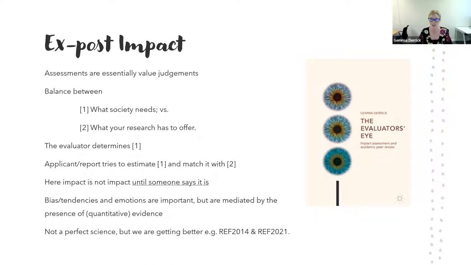Specifically, ex post impact requires you to balance an idea about what society needs with what your research has to offer. It is the evaluator that makes the decision on what society needs, and you as the applicant or the reporter try to estimate what the evaluator is going to value and match it with what your research has to offer. So it is this tenuous balance between these two things when trying to make a fair value assumption about it. I'm trying to anticipate what an evaluator might want to know, what they might value, and match it with what I'm capable of doing with robust evidence.